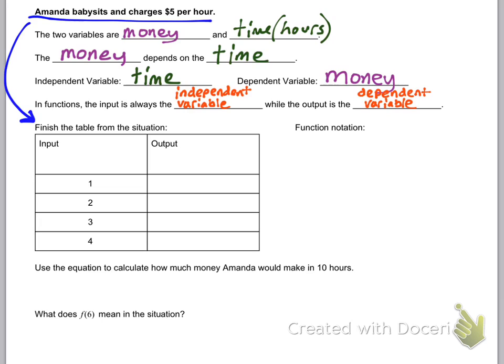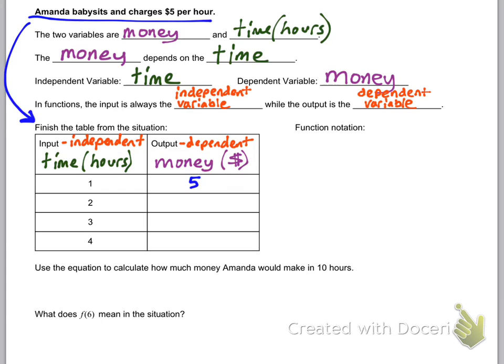So in this situation, let's fill out this table based on Amanda's babysitting rate. The input is the independent variable. In this case, that's time. It's always a good idea to put the units in parentheses afterwards. That way you don't have to write 1 hour, 2 hours, 3 hours, 4 hours. And then the output is the dependent variable, and that's money, which is a unit in and of itself. Now, if she babysits for 1 hour and she gets $5 per hour, that means she makes $5. If she babysits for 2 hours, she gets $10. 3 hours, $15, and 4 hours, $20.